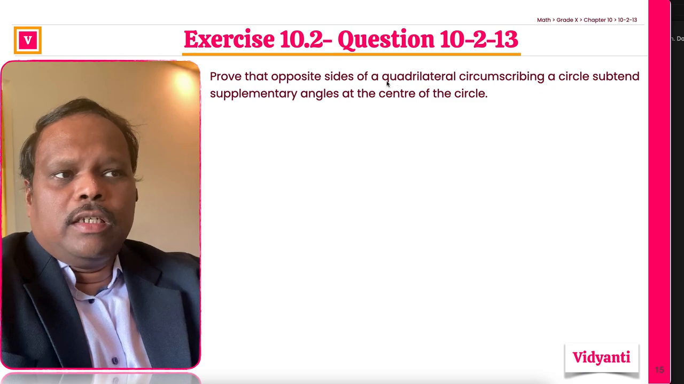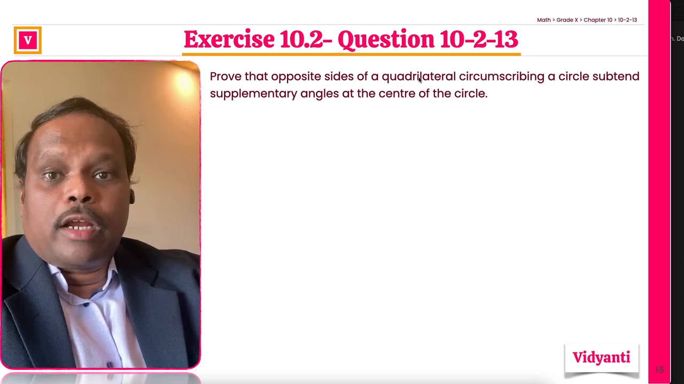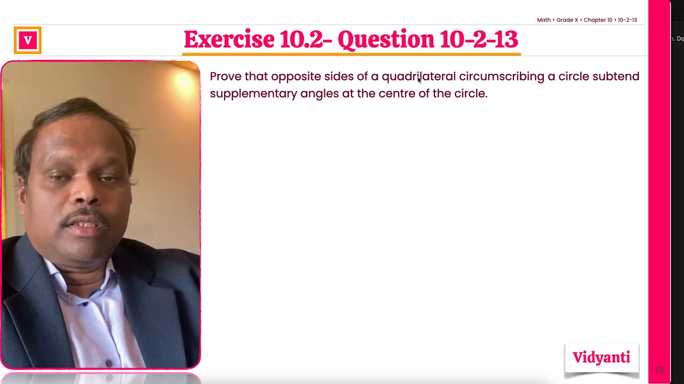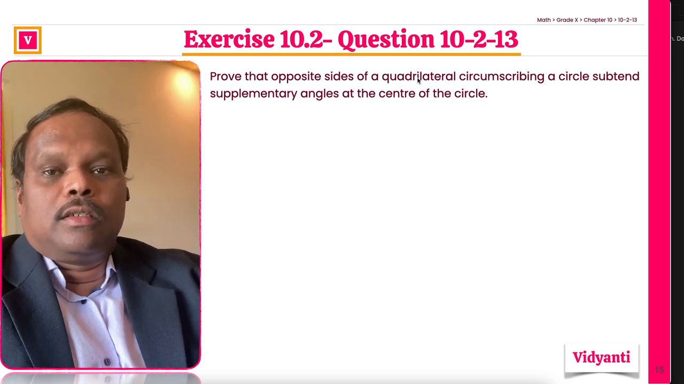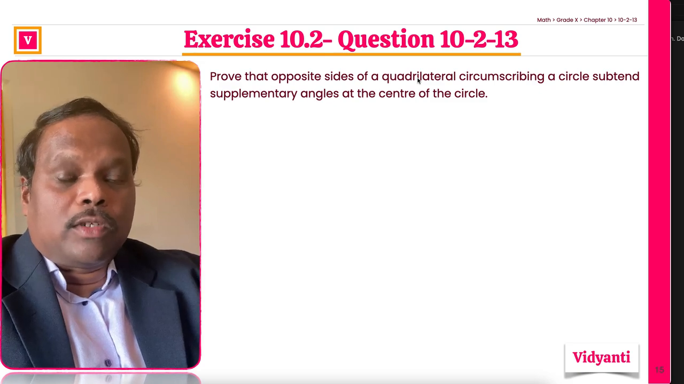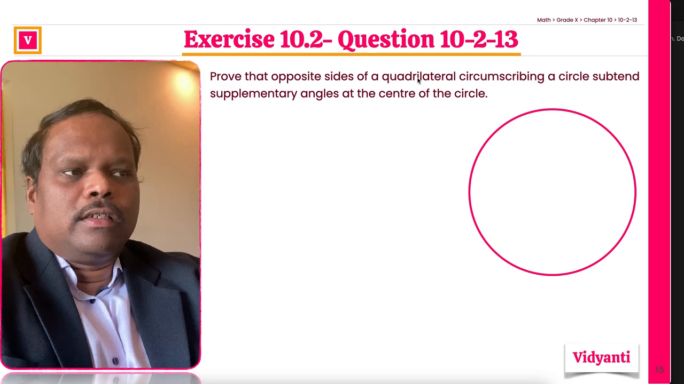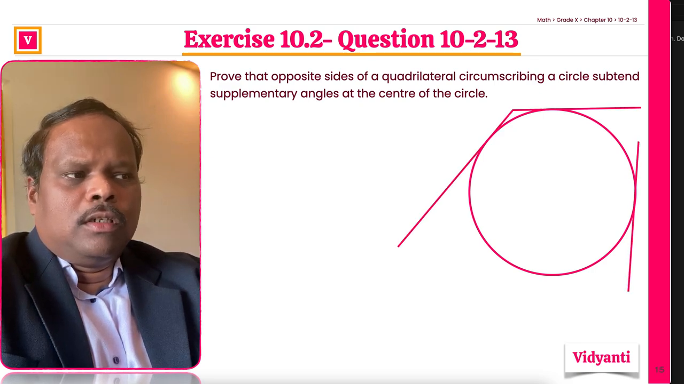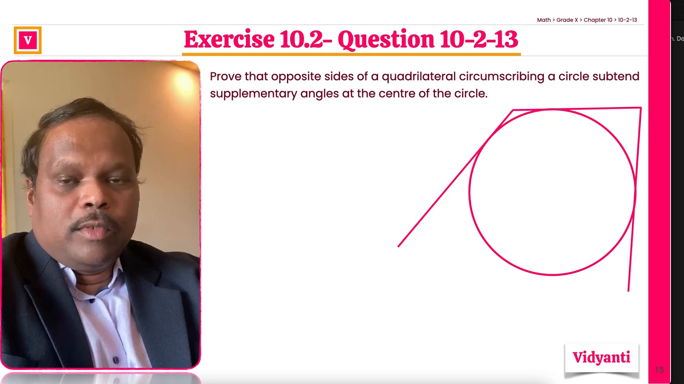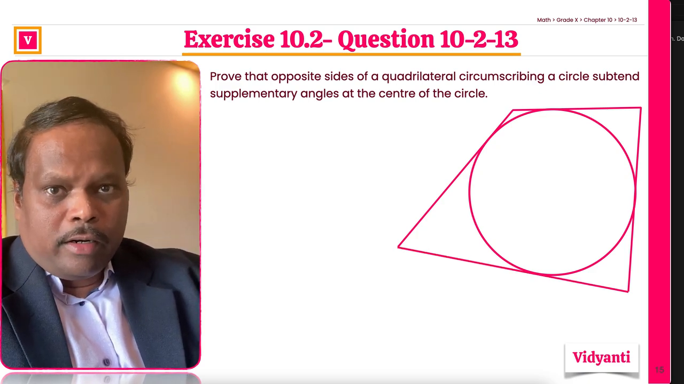The question here is the quadrilateral is circumscribing. Circumscribing means outside, inscribing means inside. Here, the quadrilateral is circumscribing the circle. So that means the quadrilateral is outside, the circle is inside. So I will first draw the circle and I will draw a quadrilateral so that it appears to be completely circumscribed. So that means the circle is completely fit within that quadrilateral.